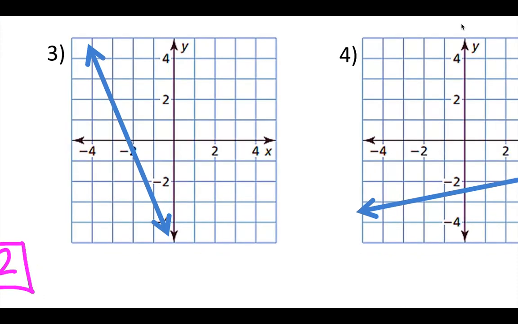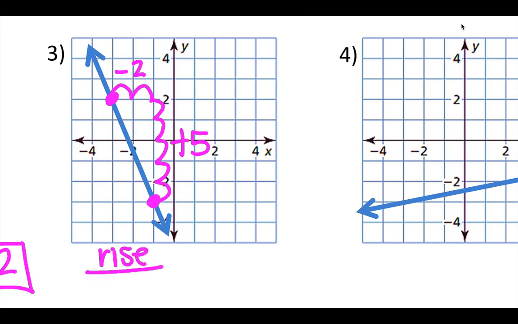Again, pretty points. That sticks out to me. That sticks out to me. I've got to rise 1, 2, 3, 4, 5. Plus 5, and then over 1, 2, and it's to the left, so it's negative 2. Rise over run. Well, I had to go up 5 over negative 2, and that's as simplified as it gets.